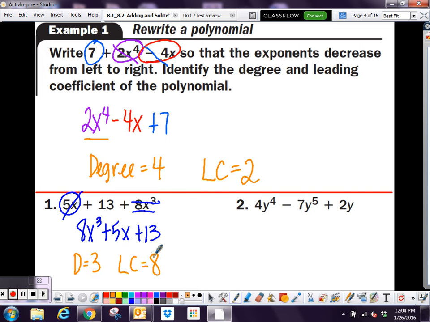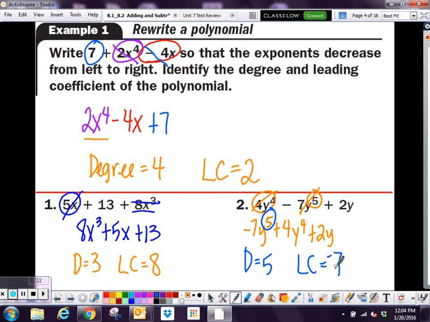On number 2, I'm going to need to start with the highest exponent, which is 5. So that's a negative 7y to the 5th. Next would be the 4y to the 4th. And then last would be the plus 2y. Okay, my degree here would be 5. My leading coefficient is negative 7.